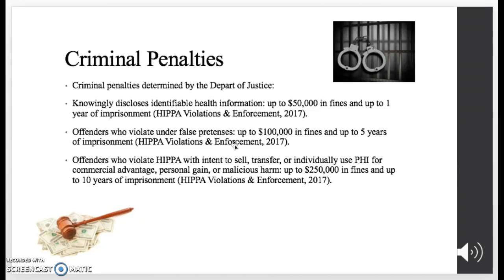Criminal penalties are as follows. A covered entity or individual who knowingly discloses identifiable health information could face up to a $50,000 fine and imprisonment up to 1 year. Offenders who violate under false pretenses have up to a $100,000 fine and up to 5 years of imprisonment. Offenders who violate HIPAA with the intent to sell, transfer, or individually use protected health information for commercial advantage, personal gain, or malicious harm could face up to a $250,000 fine and up to 10 years of imprisonment.